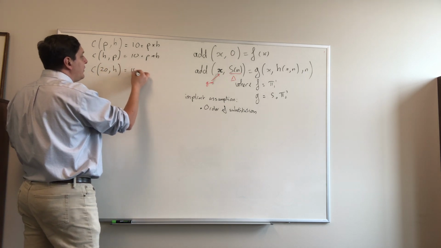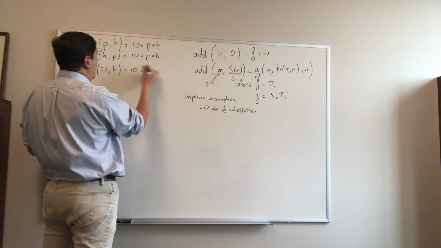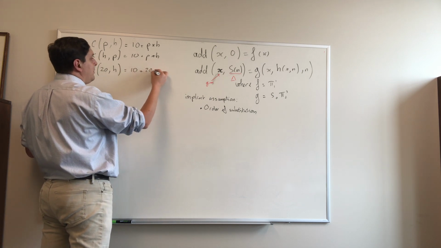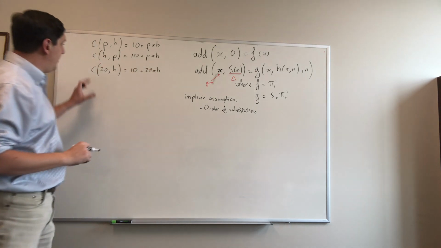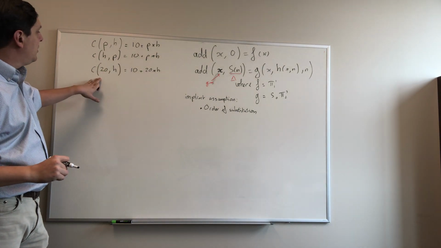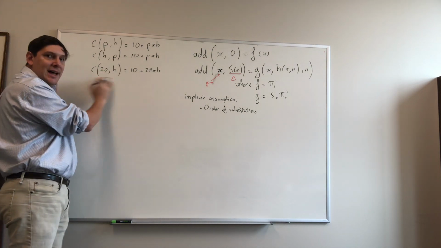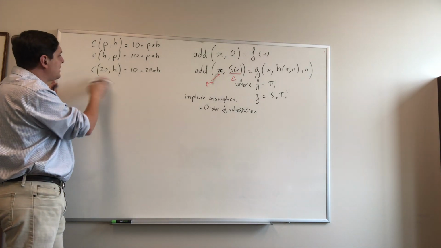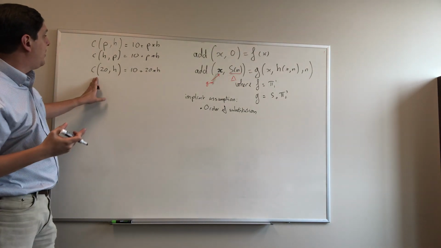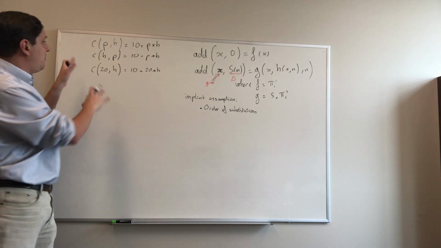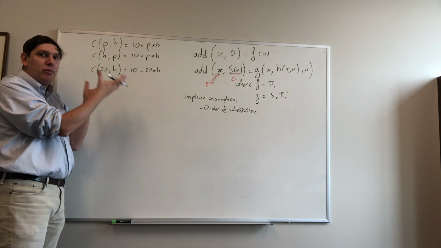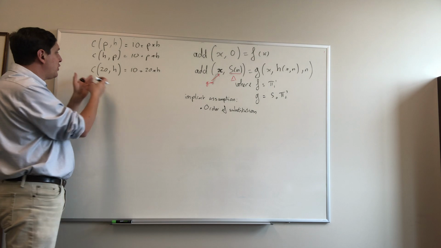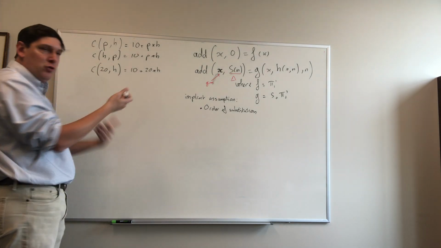C20 of H equals 10 plus 20 times H, right? But this is kind of odd, so what is that? Is that a new function? It looks like a new function because it's not defined exactly, but we just replaced the 20. It's not really a proper function. A proper function only has variables in it, so I need to redefine it.